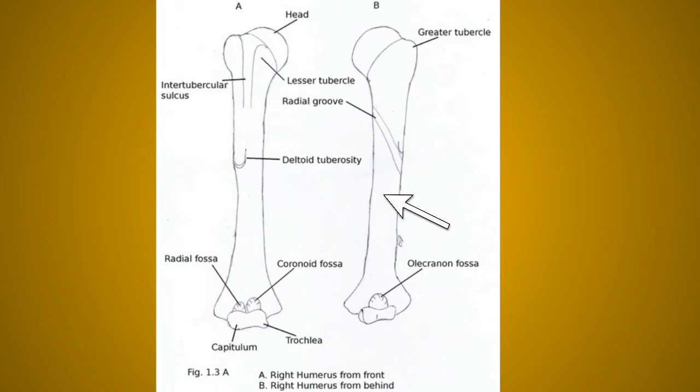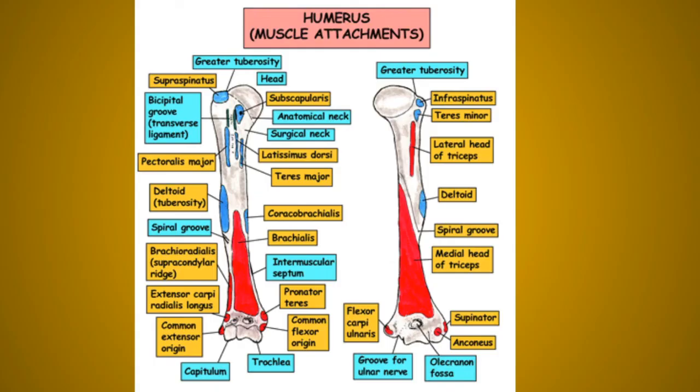Now last is the posterior surface. This surface is lying between the medial and the lateral borders, and its upper part is marked by one oblique ridge, and the middle one third is crossed by the radial groove. So remember, upper part marked by oblique ridge and middle one third is crossed by the radial groove. Okay. Now next are the attachments over here of the humerus bone.